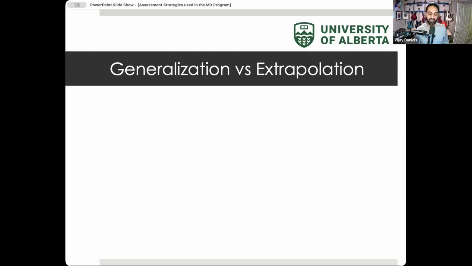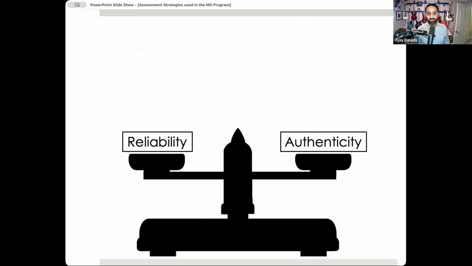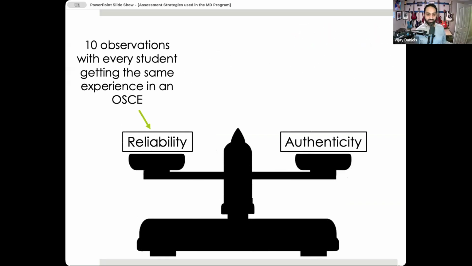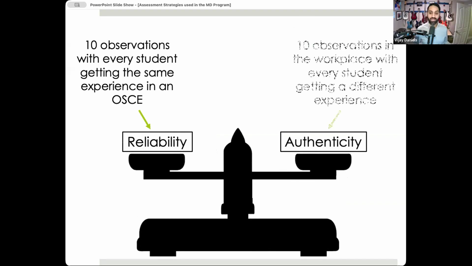So if I have 10 observations with every student getting the same experience in an OSCE, that's good from a reliability generalization point of view. However, 10 observations in the workplace with every student getting a different experience is going to be less reliable, less generalizable, but it's going to be way more authentic and better for extrapolation in Kane's model.